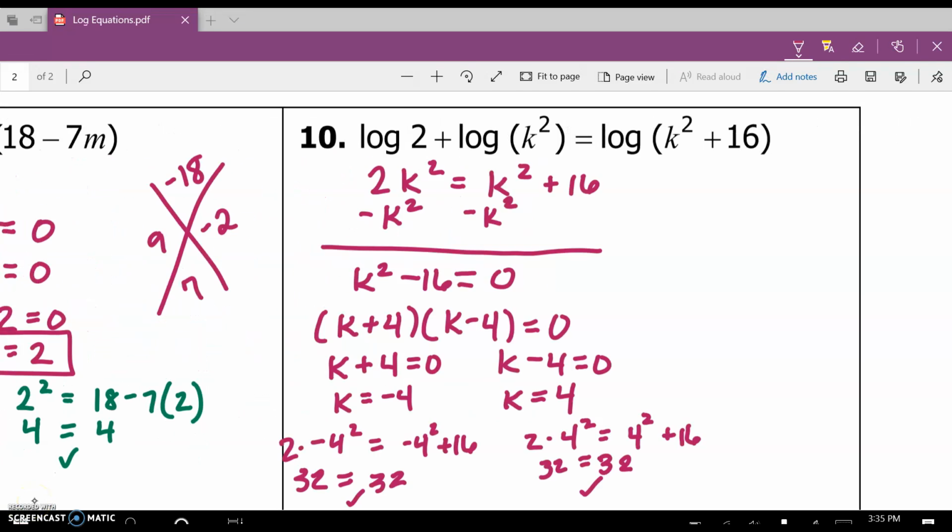All right, guys, on this one, the plus sign means that we are multiplying 2 and k squared. So then it equals k squared plus 16. We would move everything to one side since it's a quadratic and get k squared minus 16. So then this one would be difference of squares. And then we would get k plus 4 and k minus 4 as our factors. Set them equal to 0 and get positive 4 and negative 4. Then when we plug in, we would get 32 on both sides, or actually on all sides, and it would check out and get all of our answers. So both of our answers check out.